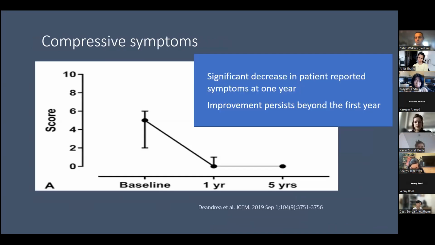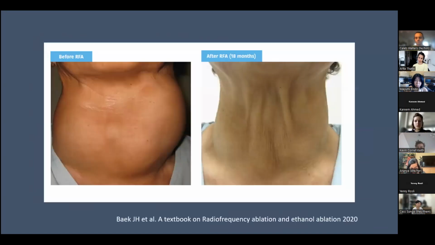This is from Italy. So after 1 year, most of the patients had no symptoms whatsoever. So that is what we did with this patient. Just to be fair, she had 3 procedures, 1, 2, 3 over time, and this is what happened in 2 years. So she is much happier.